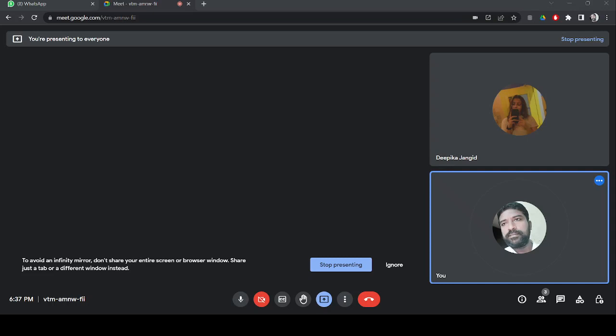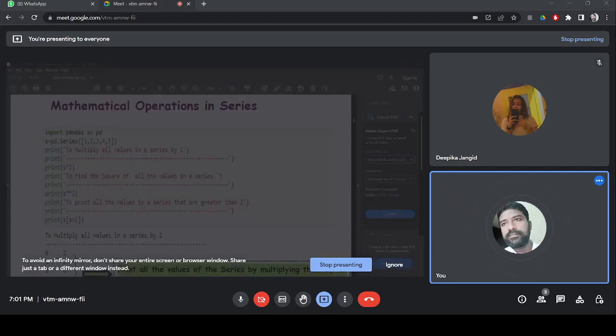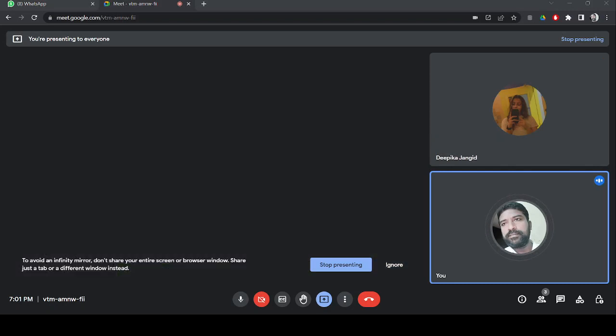Now, mathematical operations in series. If you multiply all the values of series S by 2, simply S times 2, what will happen? Result: all the values will be multiplied by 2. S times 2. Are you able to observe? So far, are you able to follow, Deepika? Yes, sir. Fine. Now, to find the square, S to the power of 2. You know the exponent operator. Double star is the exponent operator.